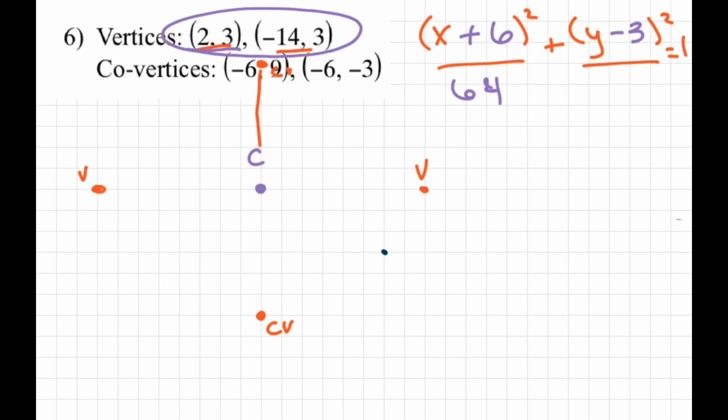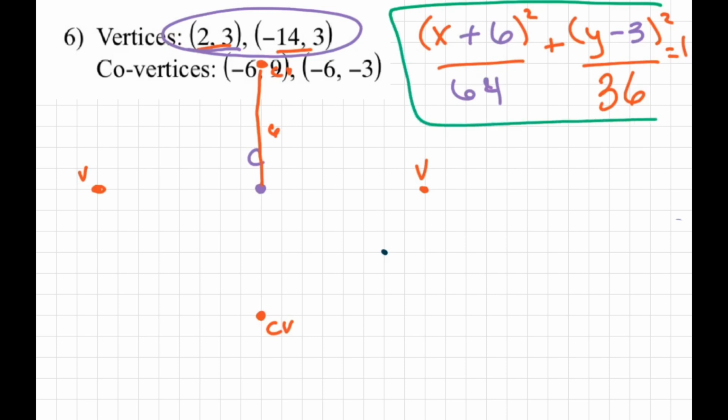So my minor axis, this is a difference from 3 to 9. That's a difference of 6. So 6 squared is 36. And so here I have my equation. You just have to know how to use the information that's being given to you.